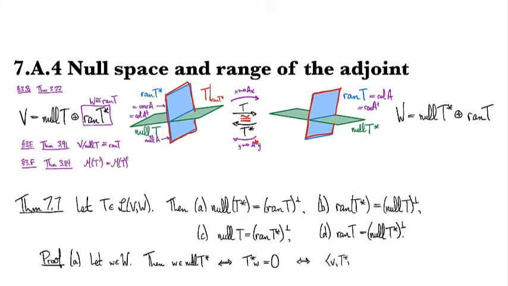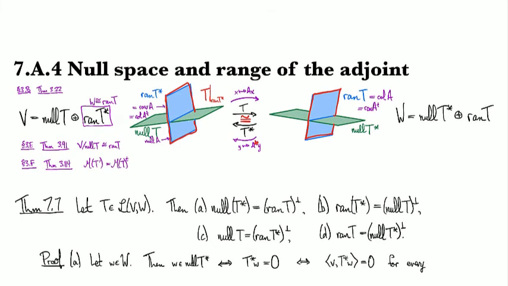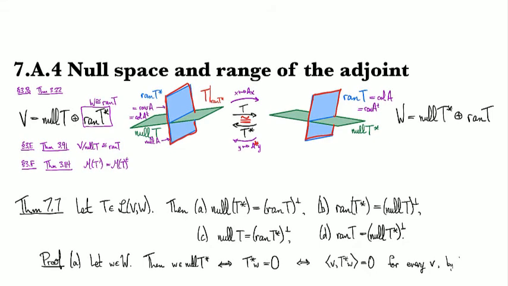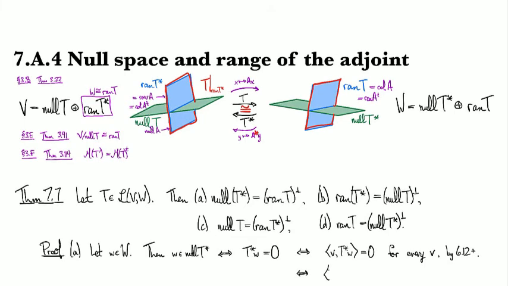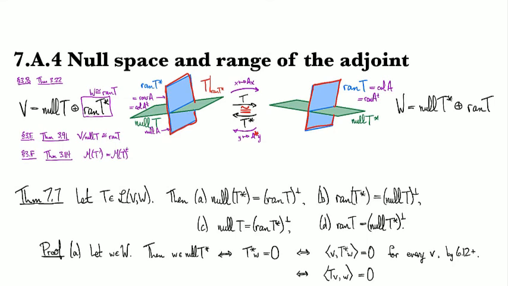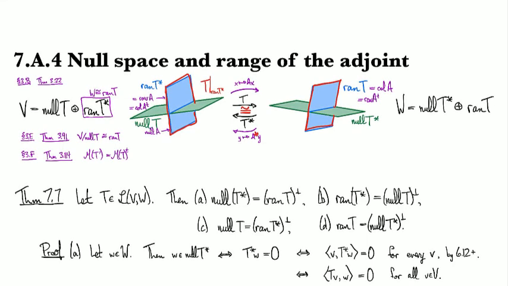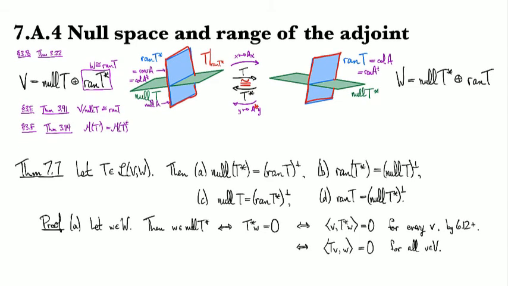⟨v, T star w⟩ equals 0 for every v. And so here I'm using 6.12 plus. Okay. And then by definition of the adjoint, I can move it to the other side: ⟨Tv, w⟩ is equal to 0 for every v.